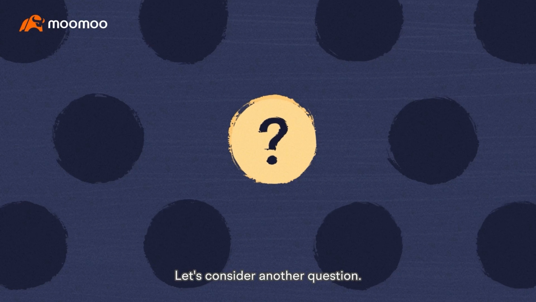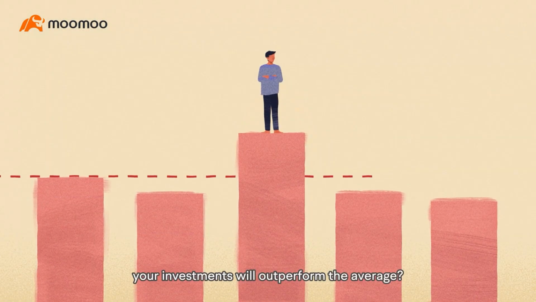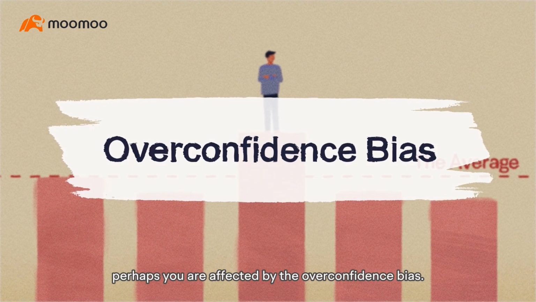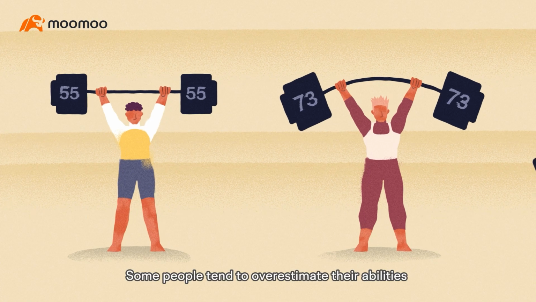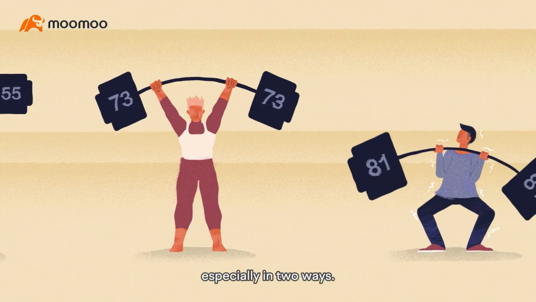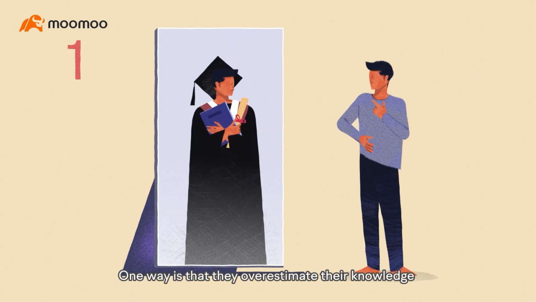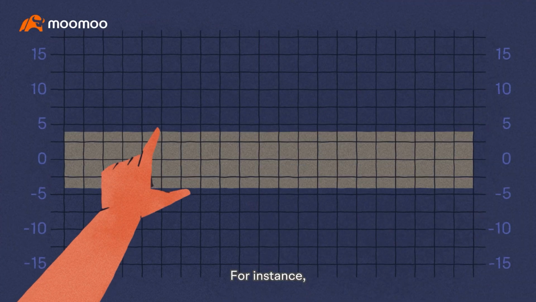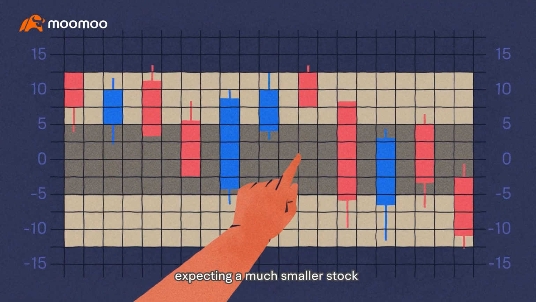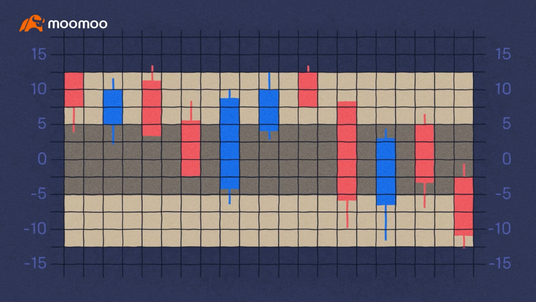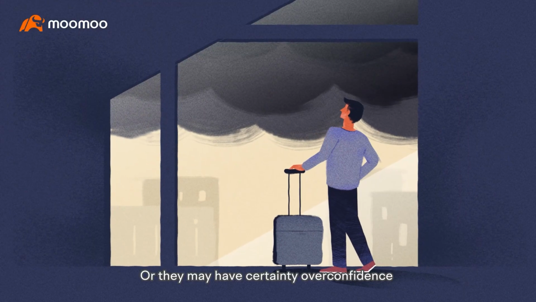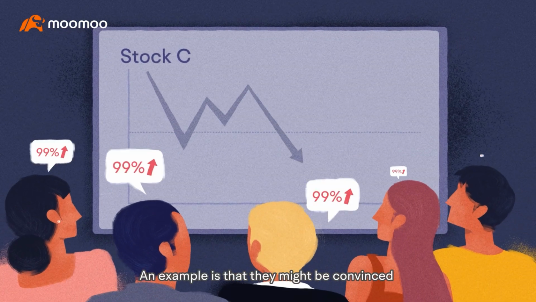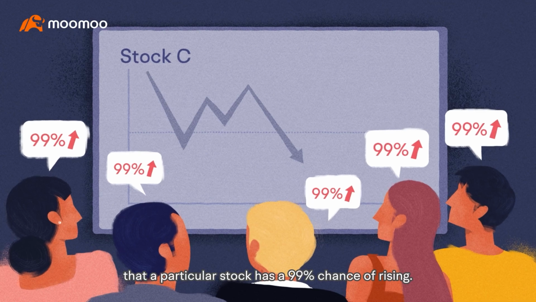Let's consider another question. Are you very confident that your investments will outperform the average? If you give a firm yes answer, perhaps you are affected by the overconfidence bias. Some people tend to overestimate their abilities or performances, especially in two ways. One way is that they overestimate their knowledge or the ability to access information. For instance, they may be overly confident in their predictions, expecting a much smaller stock price range than what is realistic. Or they may have certainty overconfidence, to overestimate a specific event's probability. An example is that they might be convinced that a particular stock has a 99% chance of rising.